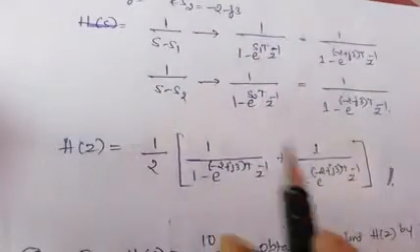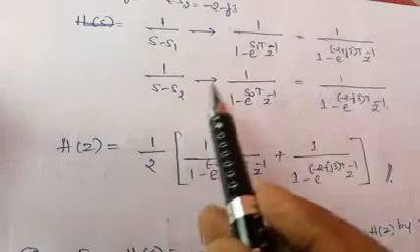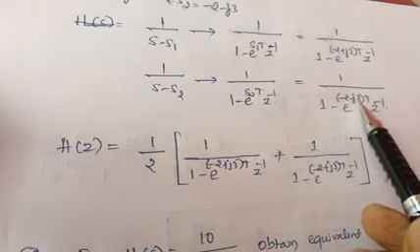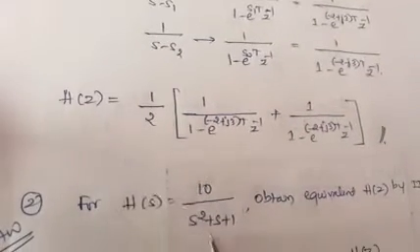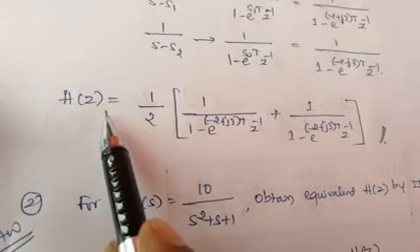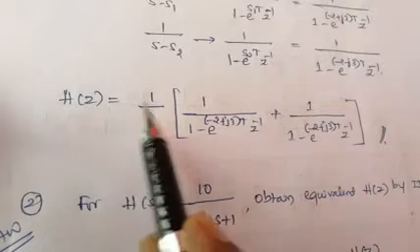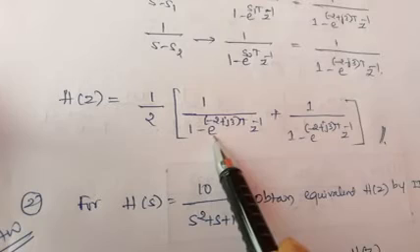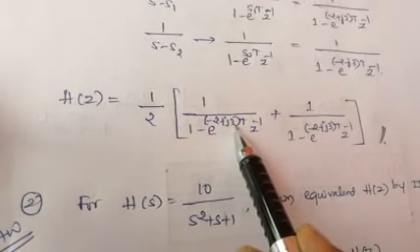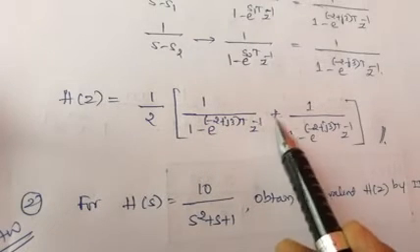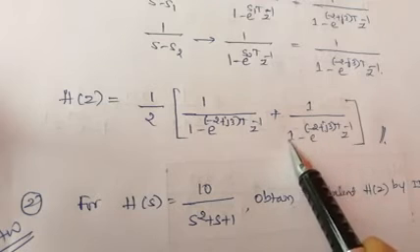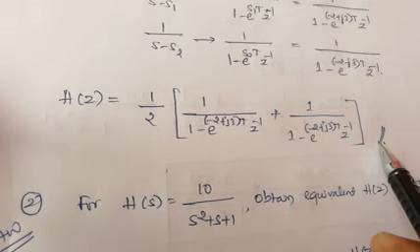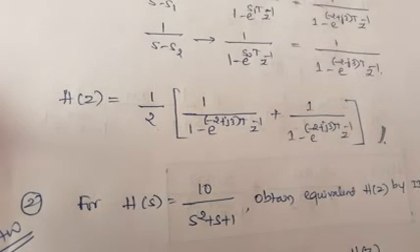Similarly for the second pair, 1 divided by (s minus s2), that is 1 divided by 1 minus e to the power s2 T z raised to minus 1. S2 is what? Minus 2 minus j3. Those values I am directly substituting. Hence the transfer function of the digital filter is H of z equal to 1 by 2 multiplied by [1 divided by 1 minus e to the power (minus 2 plus j3) T z raised to minus 1, plus 1 divided by 1 minus e to the power (minus 2 minus j3) T z raised to minus 1]. Hence this is the transfer function of the digital filter using the IIT method.